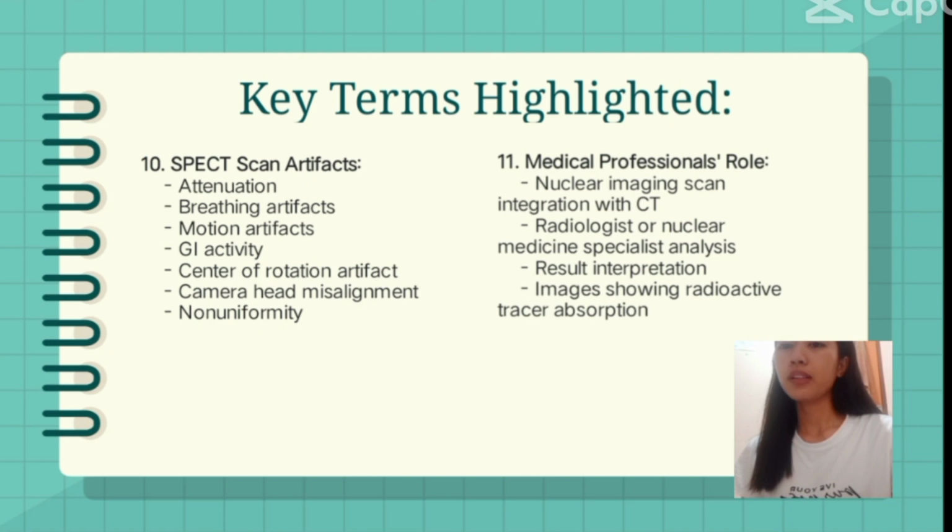Number 10 is the SPECT scan artifacts: attenuation, breathing artifacts, motion artifacts, GI activity, center of rotation artifacts, camera head misalignment, and non-uniformity. Number 11 is the medical professional's role: nuclear imaging scan integration with CT, radiologist or nuclear medicine specialist, analysis, result interpretation, images showing radioactive tracer absorption.